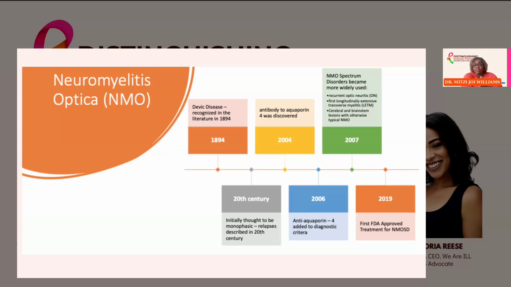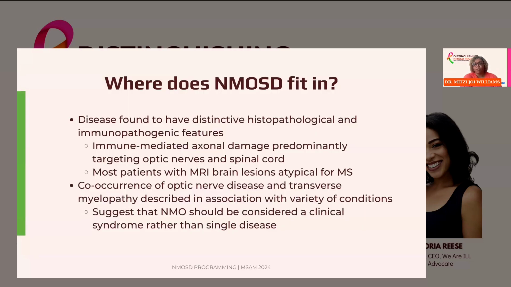And then by 2007, we had what we call the spectrum of disease, where people maybe didn't have both visual and spinal cord problems, but one or the other, and maybe the antibody. And then from 2017, there was nothing really going on until 2019, when we had the first FDA approved treatment for NMOSD. So it's really recent that we now have medications that are FDA approved for this condition. And there are, I believe, three or four treatments now.